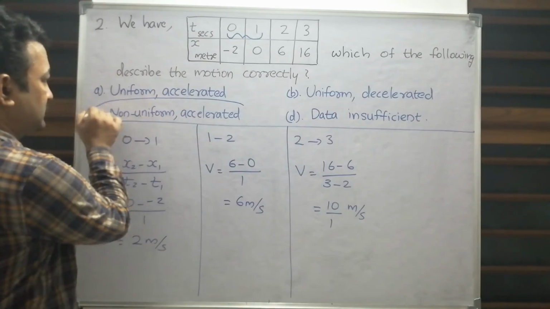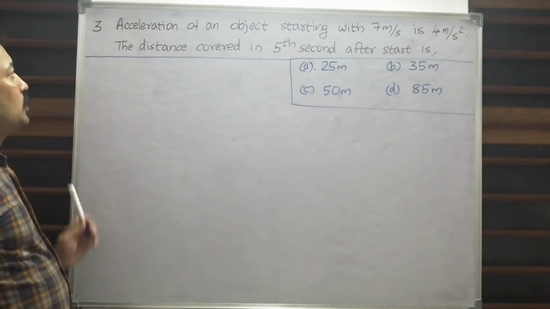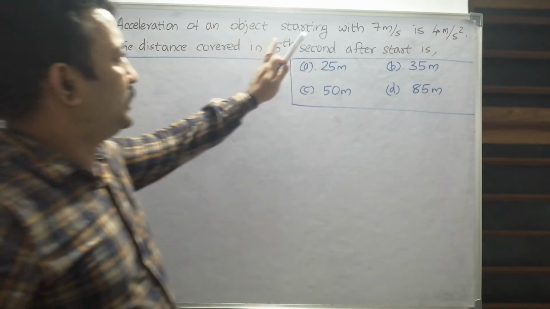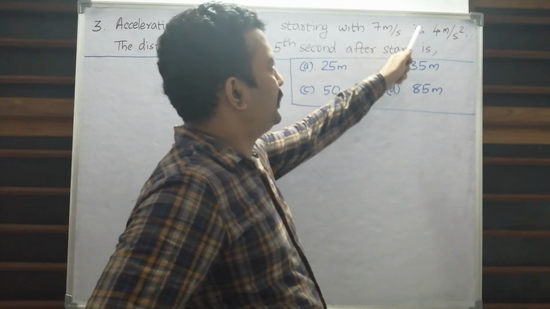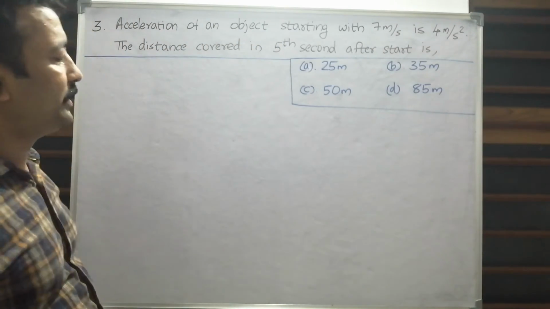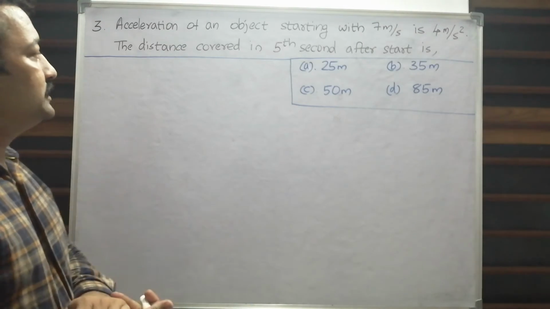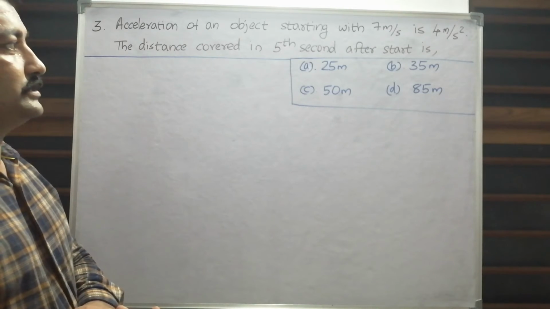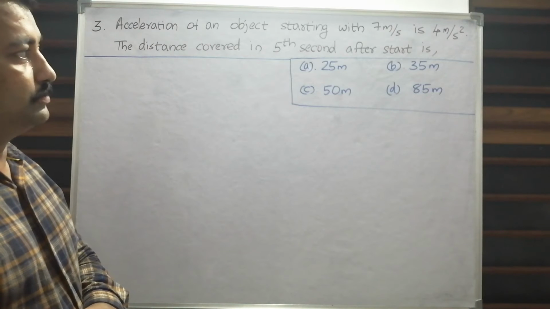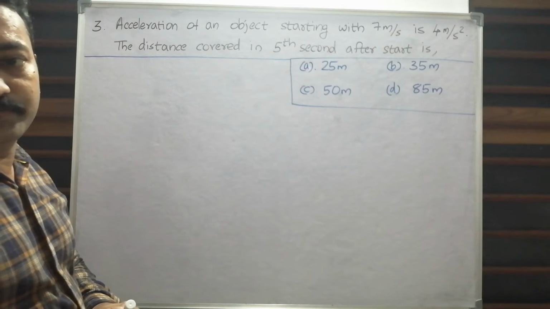Option A is non-uniform accelerated motion. Problem is given like the acceleration of an object starting with 7 meter per second is 4 meter per second square. So acceleration is 4 meter per second square and initial velocity is 7 meter per second. Question is to find a distance covered by the particle in fifth second after the start. Option A is 25, option B is 35, option C is 50 and option D is 85.